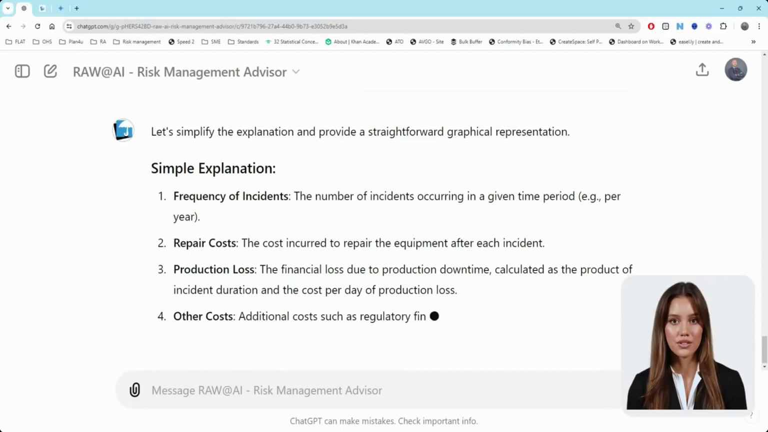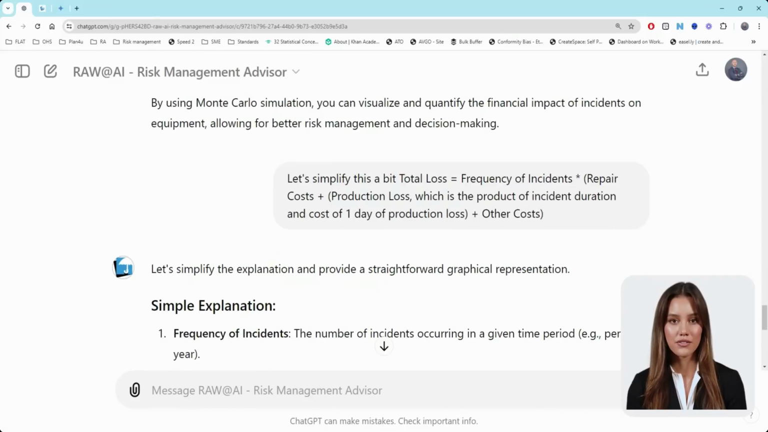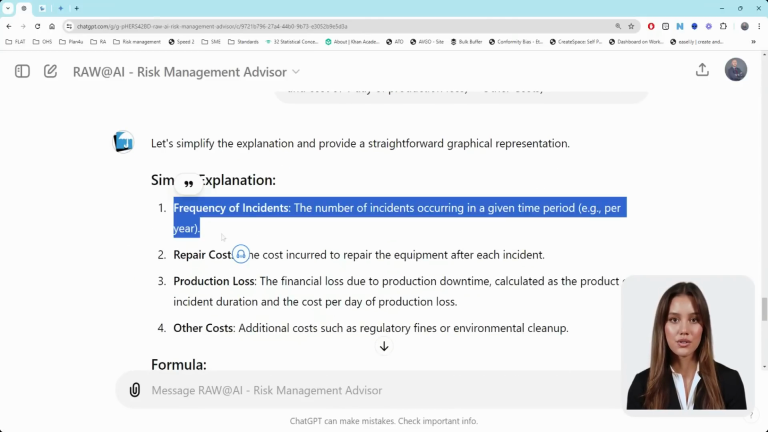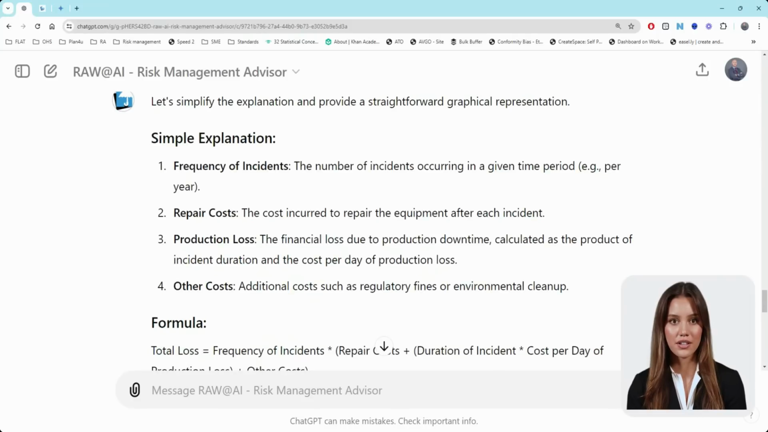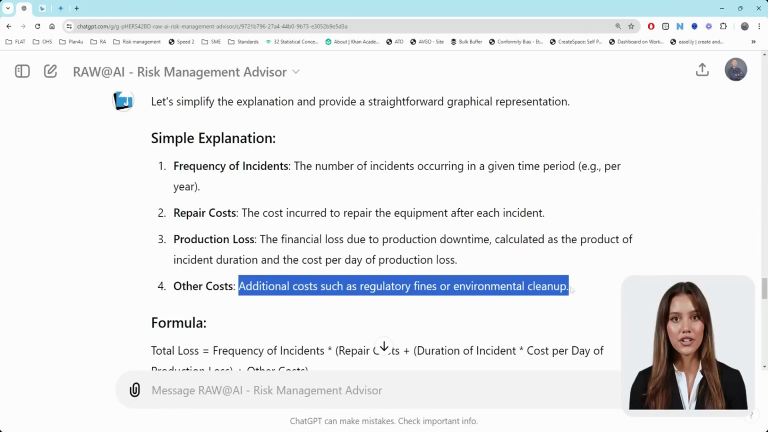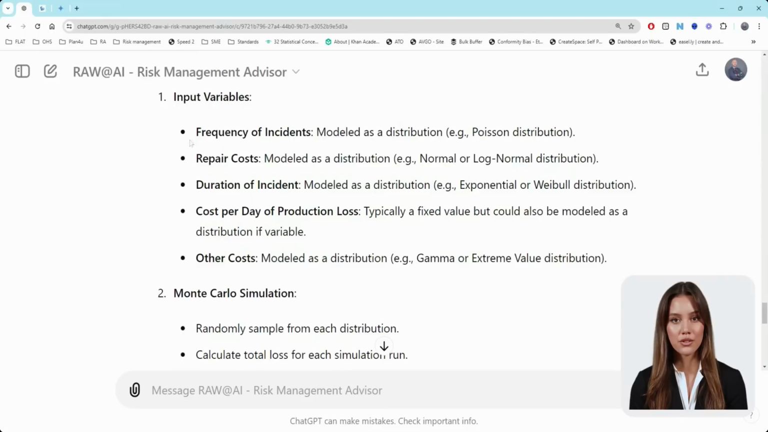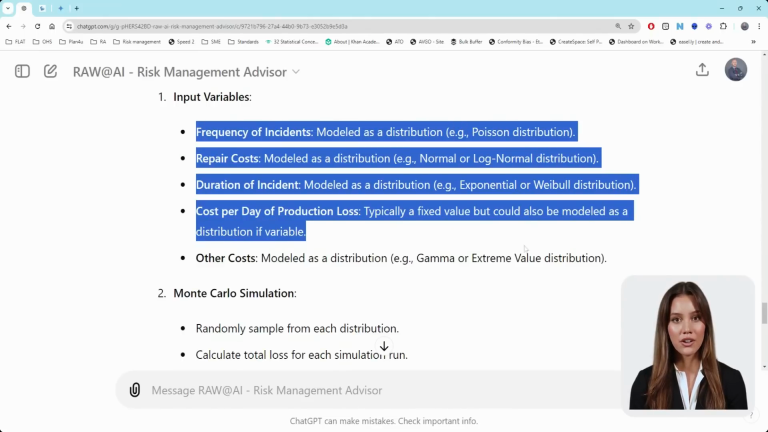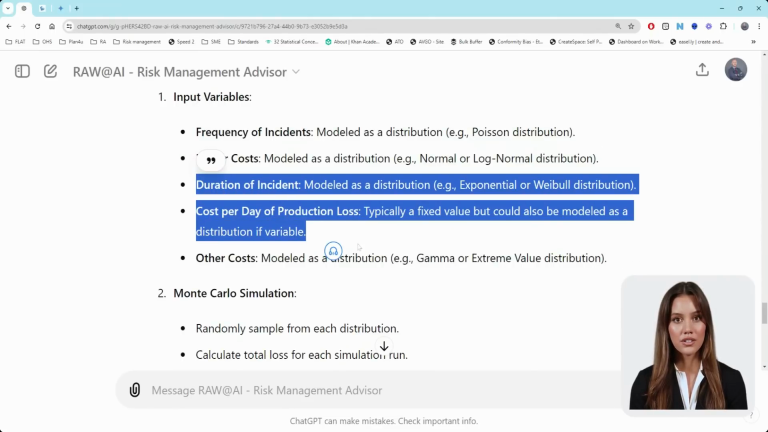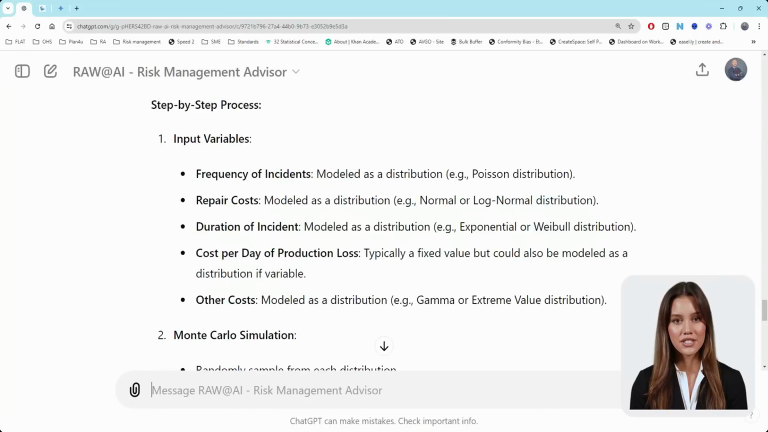We have 4 variables. For illustration purposes, we don't need 5 variables. I think it's enough for us to look at the frequency, the repair cost, the cost to replace or maintain the equipment, the business interruption, how much money we lose from stopping operations to fix the equipment, and possibly some other costs. It gives a nice summary: environmental costs, regulatory fines, and additional costs that weren't included. This looks really good. It also suggests that each of these could be modeled as a distribution. It's still suggesting modeling the number of days and the production costs separately.